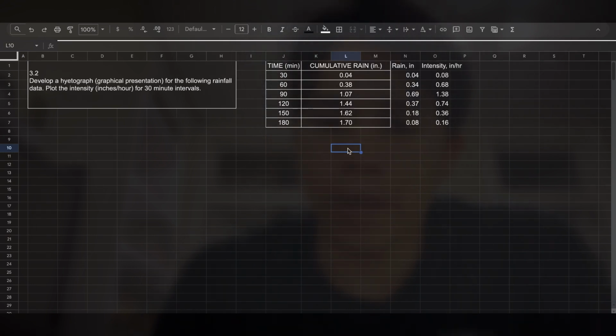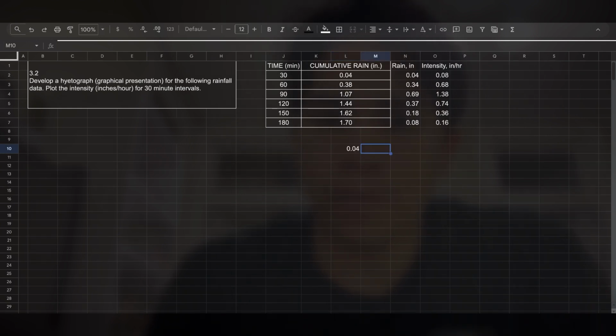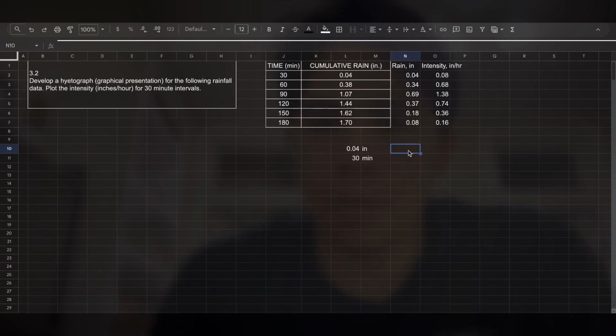So what we did, we had 0.04 inches, and we wanted to divide it, in our case, in intensity of the first 30 minutes, by 30 minutes. But we want to convert this into inches per hour. So there are 60 minutes in 1 hour, and we multiply by that. This is all I did, and that's how I got 0.08 inches per hour, because the minutes cancel.